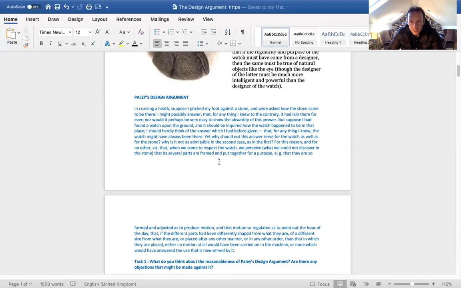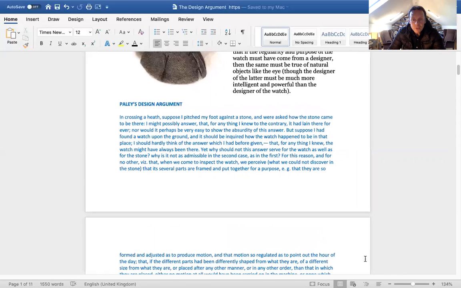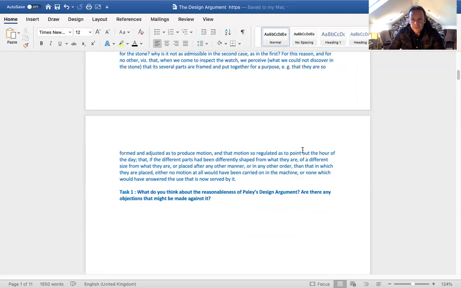For this reason, and no other, that when we look to inspect the watch, we perceive what we could not discover in the stone, that its several parts are framed and put together for a purpose, that they are so formed and adjusted as to produce motion, and that motion is regulated to point out the hour of the day, that if the different parts had been differently shaped from what they are, or of a different size to what they are, or placed after another manner, either no motion would have been carried on in the machine, or none which would have answered to the use that is now served.